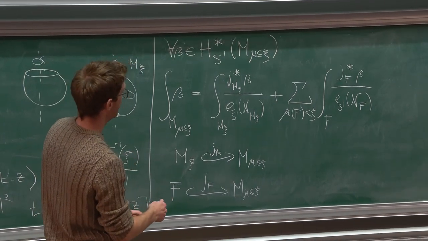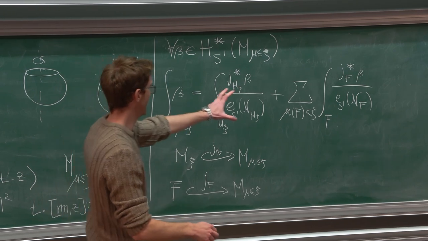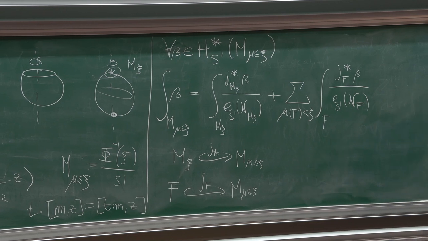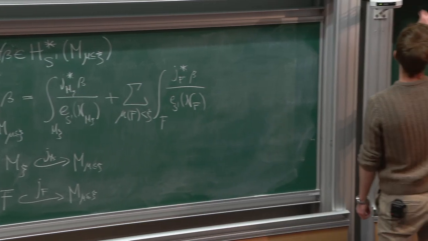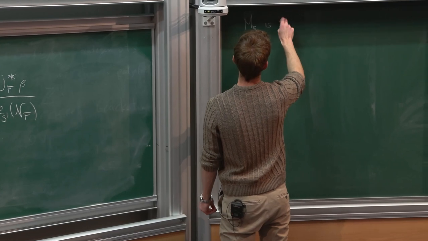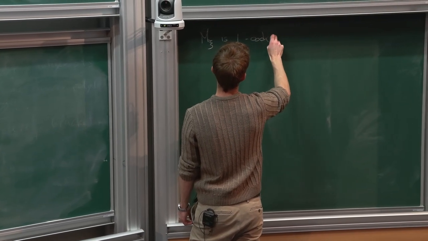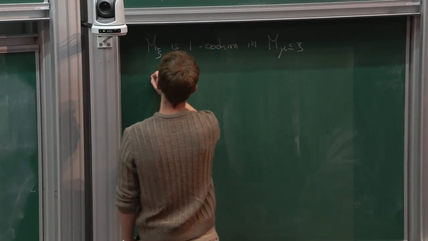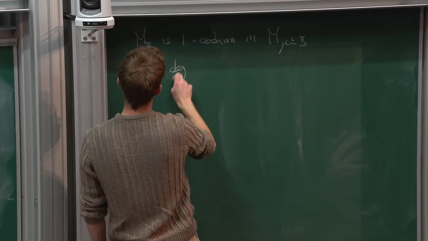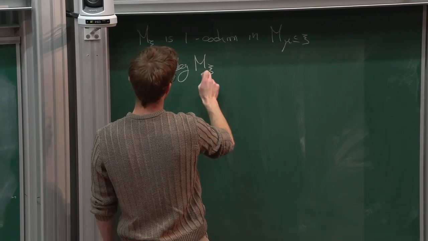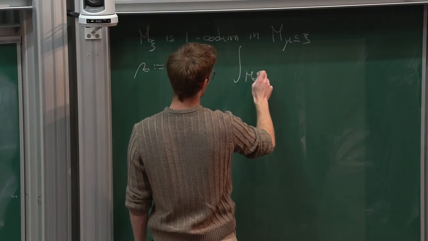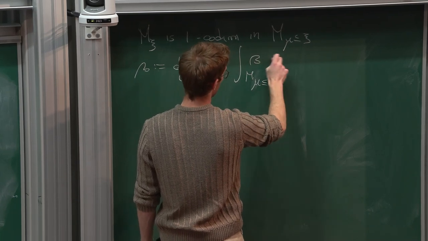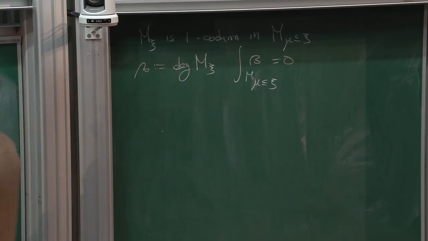Good. And then the idea is you have to study this localization, this integral, a little bit, but you notice that, okay, one thing, M_psi is one codimensional in this. So if you take beta to be of the same degree as M_xi, then the integral over M_xi, sorry, over the new symplectic reduction of beta is zero. So you can actually disregard this part.